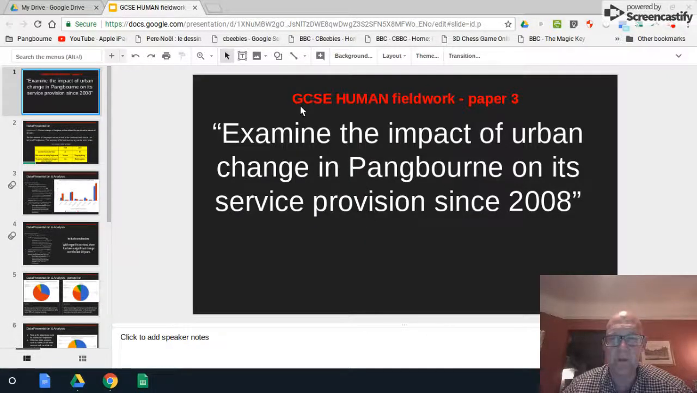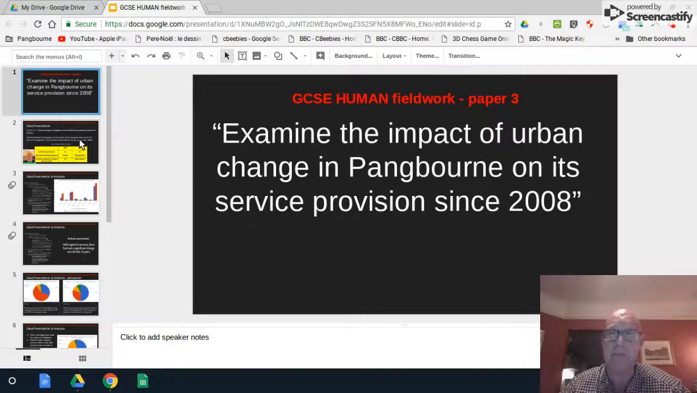Okay, GCSE Human Fieldwork Paper 3. Now, this is the human fieldwork, remember, so don't start writing about vegetation cover and light and all of that malarkey. This is the human work, land use questionnaires. Remember again, all of the sample assessment materials have asked people to state the title first. So remember the title: examine the impact of urban change in Pangbourne on its service provision since 2008.